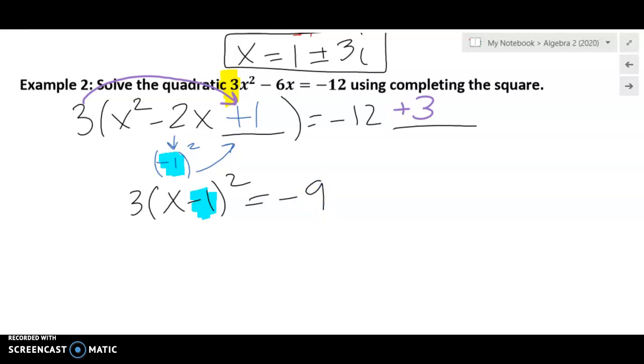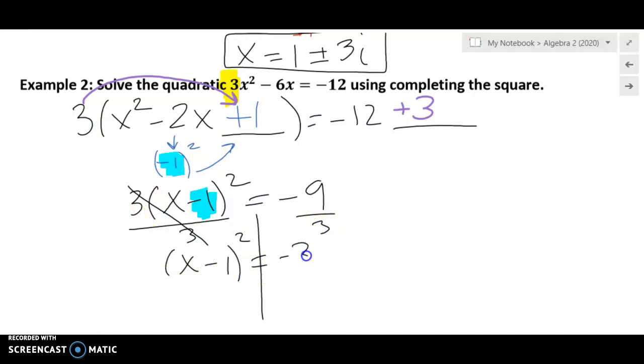And then I have this equation, which I can just solve however I want. We have tons of different methods, like I said before. The method I think is going to be the easiest is square roots. So I'm going to divide both sides by 3. I have (x - 1) squared is equal to -3.